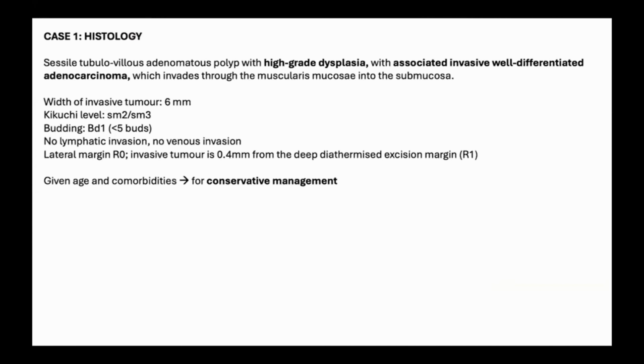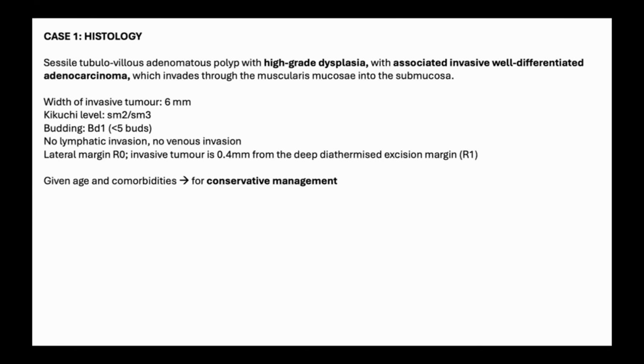We found that this was a sessile tubulovillous adenomatous polyp with high-grade dysplasia with associated submucosal well-differentiated adenocarcinoma. There was an invasion of the tumor of 6 millimeters, Kikuchi level SM2, SM3, and BD1 budding, but no lymphovascular invasion. Because of the patient's comorbidity, we went for conservative management.